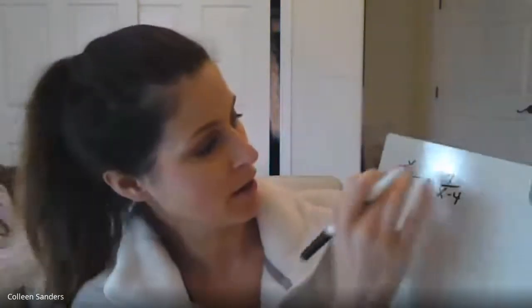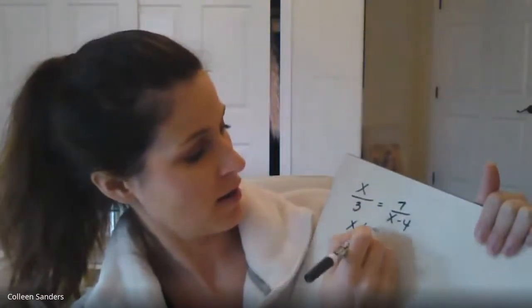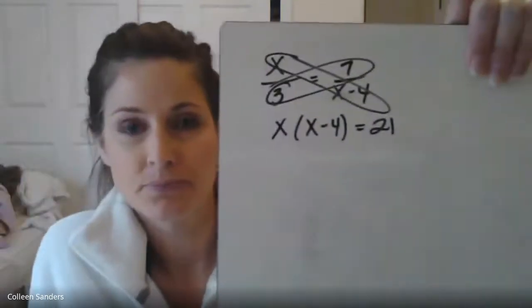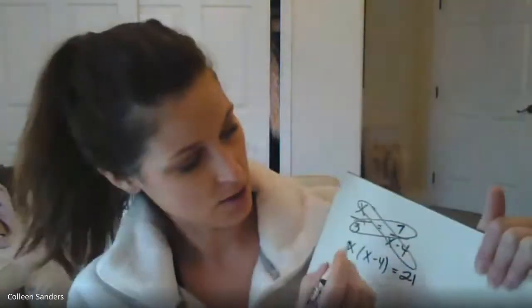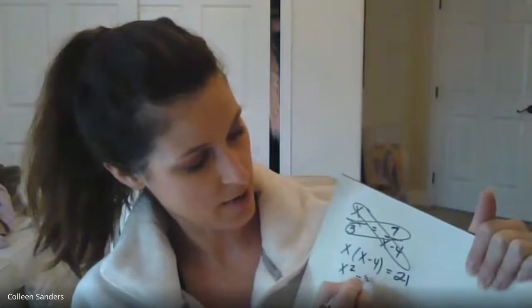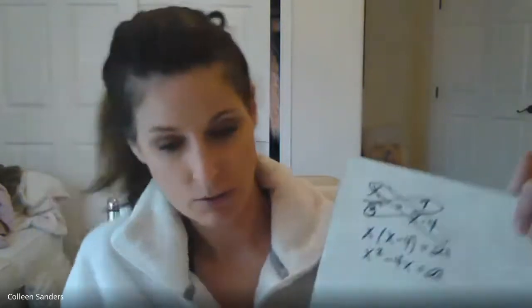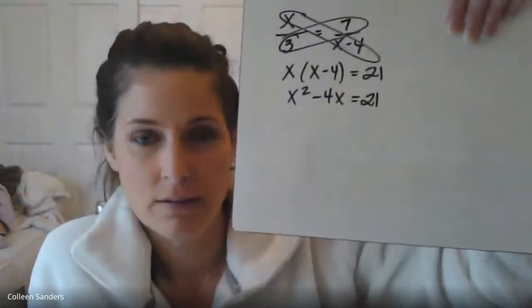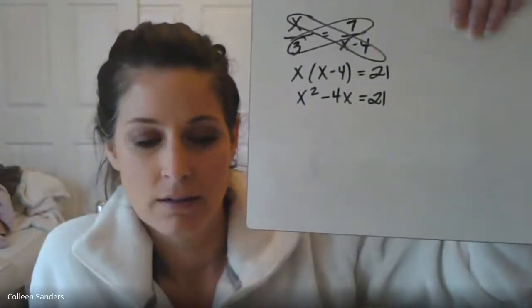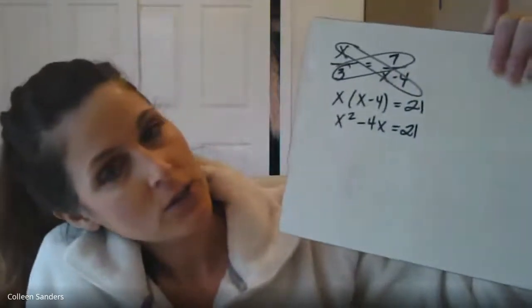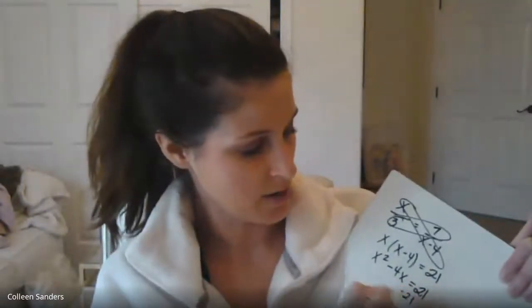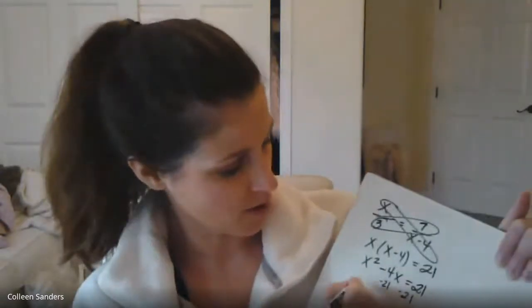We're going to do cross product, so this would be x times x minus 4, so I did this across, equals 3 times 7, which would be 21. Now I'm going to distribute this, so I have x squared minus 4x equals 21. How do I solve something like this? When you have an x squared, what are you going to have to do? Magic word that you've been seeing a lot. I'm going to first subtract the 21 to the other side.